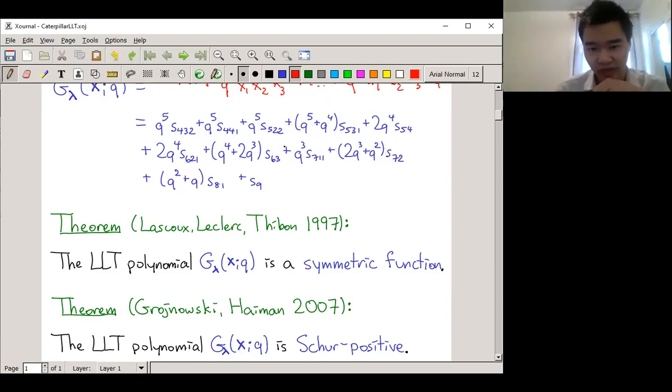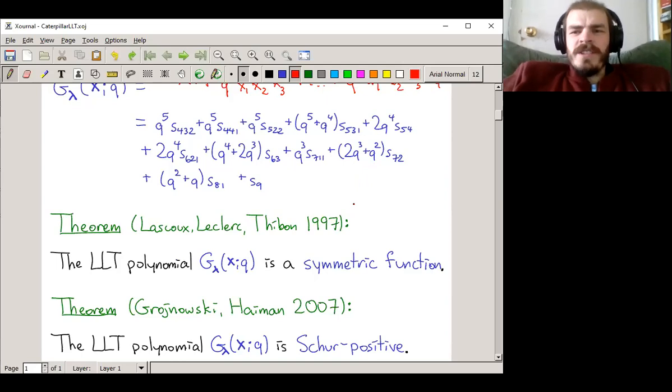And this is a great property because of implications in representation theory and algebraic geometry. And I guess I'll just mention that Grojnowski and Haiman used some very complicated machinery called Kazhdan-Lusztig theory. And it's an open problem to find a combinatorial interpretation of the coefficients that arise. So that's a major question that I'll be looking into a little bit today.